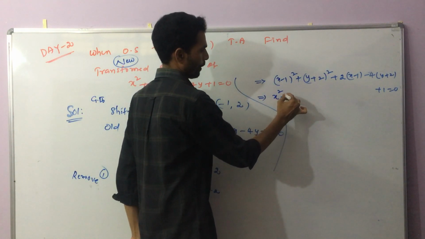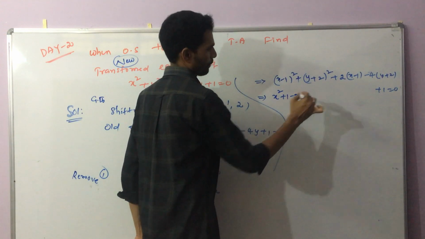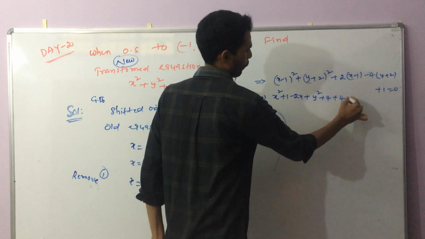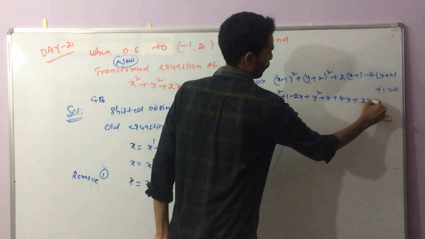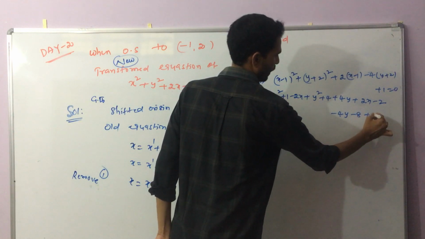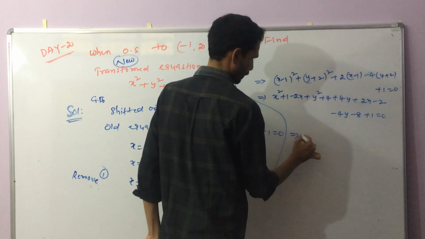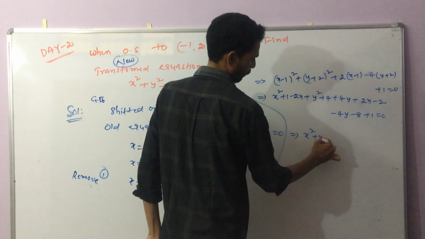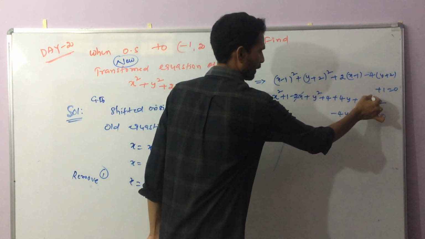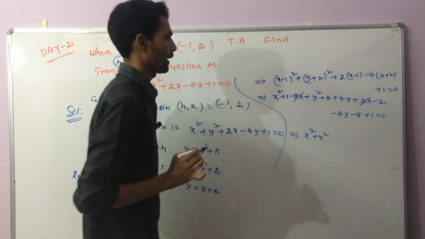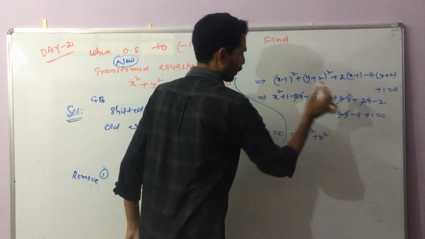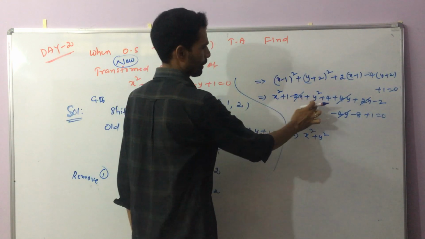A square means x square, b square minus 2x. Next, (a plus b) whole square means a square plus b square plus 4y plus 2x, 2x minus 2 minus 4y minus 8 plus 1 is equal to 0. x square plus y square. How many x here? Minus 2x plus 2x get cancelled. Remaining part here: plus 4y minus 4y get cancelled.